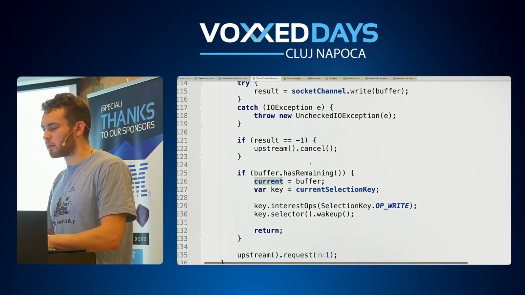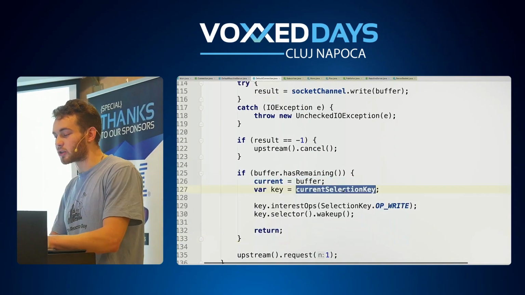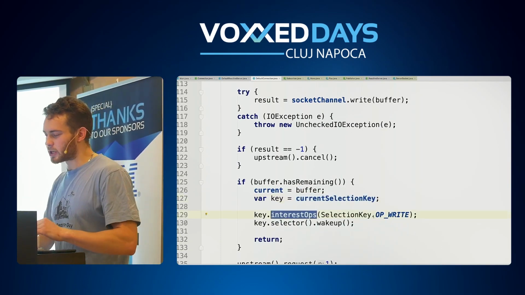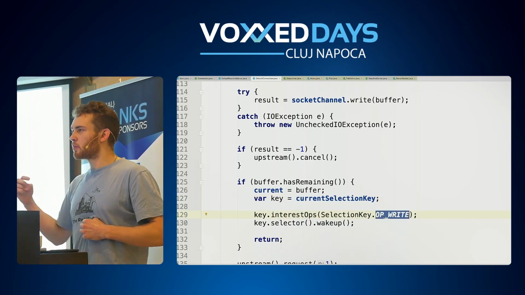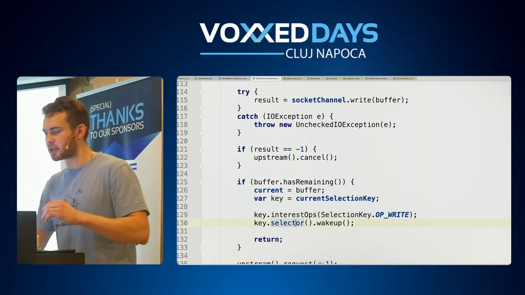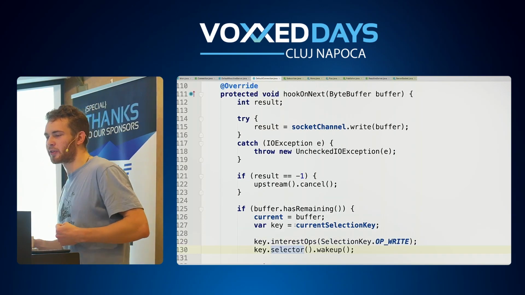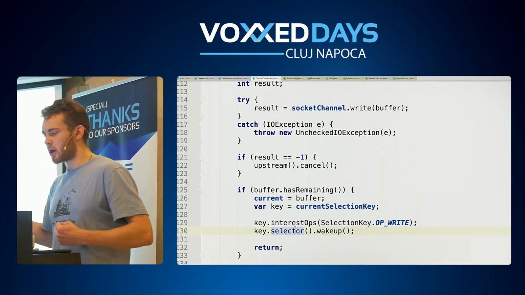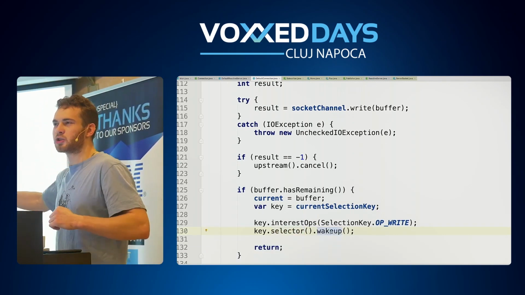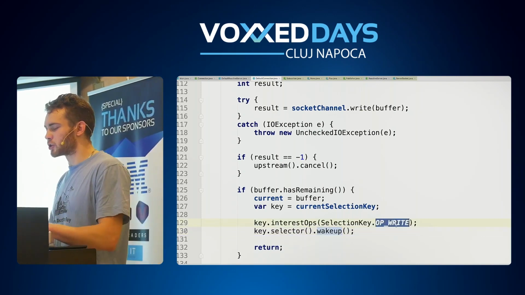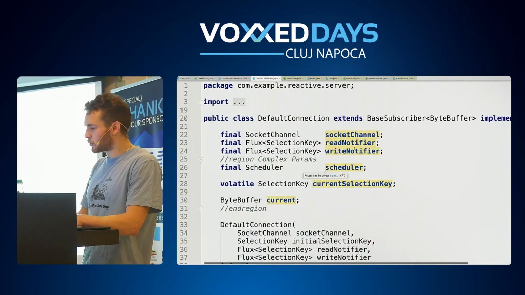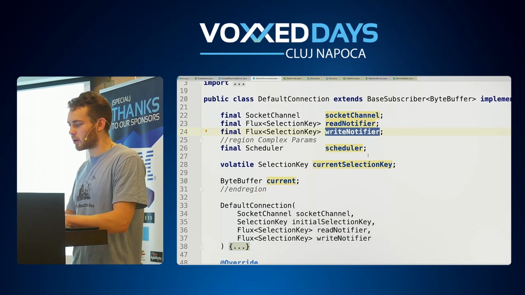So we store this byte buffer here, and we use the current selection key, which we get from the Reactive Server, and we say, okay, now I'm ready to listen to incoming writes. Tell me when my channel is available to write some data. Since it could happen in a separate thread, I need to make sure that my selector has been notified about my intent. So I need to say, okay, wake up, listen, check whether you have some information about writing for me. So this is basically it. And once it happened, we have another stream of write notifications.